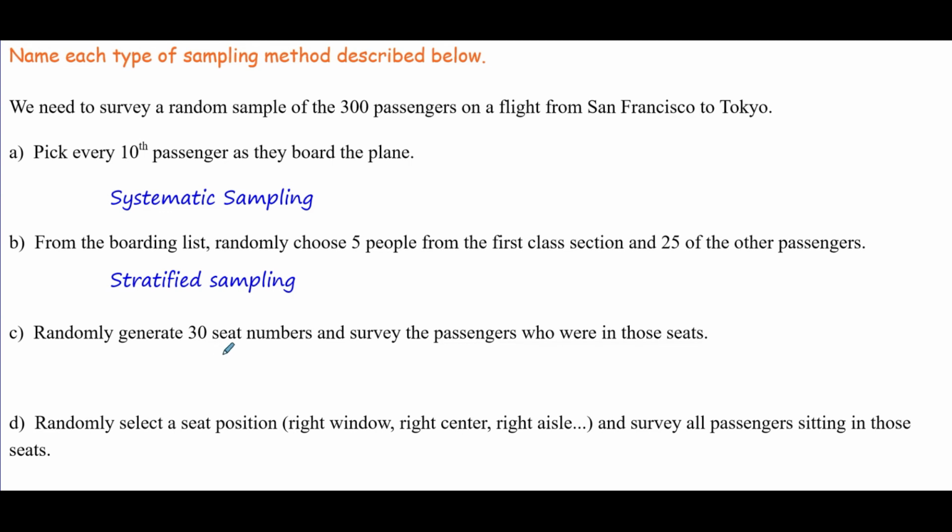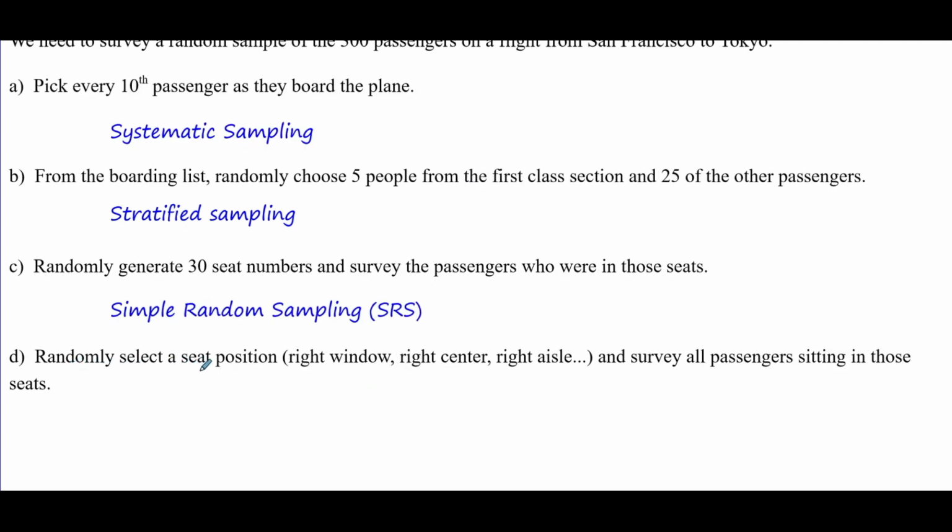In C, we're going to randomly generate 30 seat numbers and survey the passengers who are in those seats. So this is a simple random sample from the entire population of the passengers who are on this flight. We are going to randomly choose 30. And finally, we are going to randomly select a seat position, right window, right center, right aisle, etc., and survey all passengers sitting in those seats. So this is an example of cluster sampling.